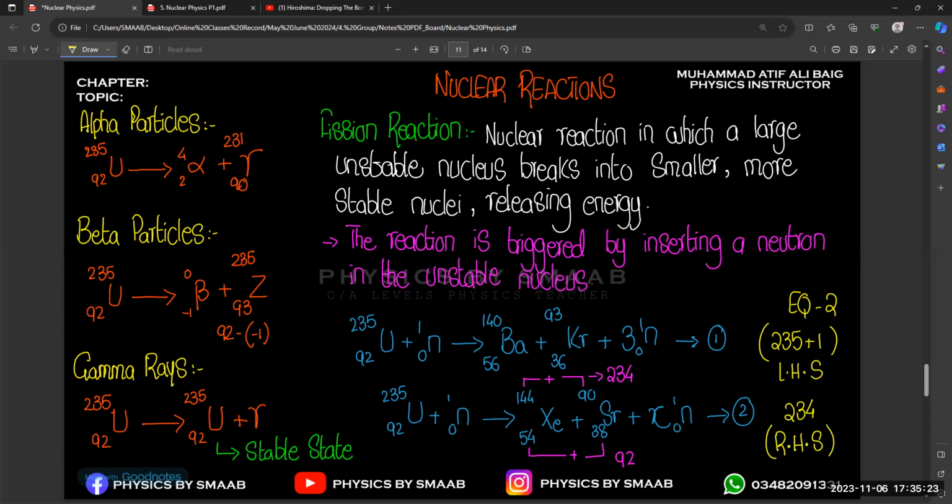Basically on left hand side in equation number 2, 235 plus 1, so you will get 236 on left hand side. And on right hand side, you are getting 234. So how many neutrons are less on right hand side? Two. Two neutrons less. So the value of x will be equal to 2, right?